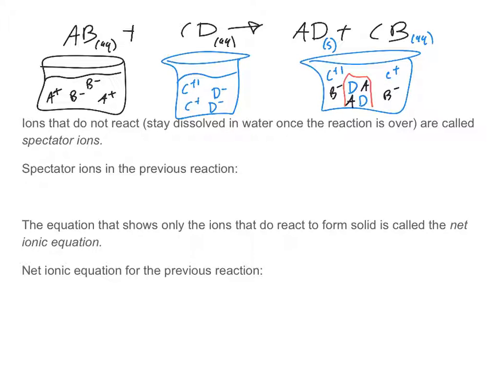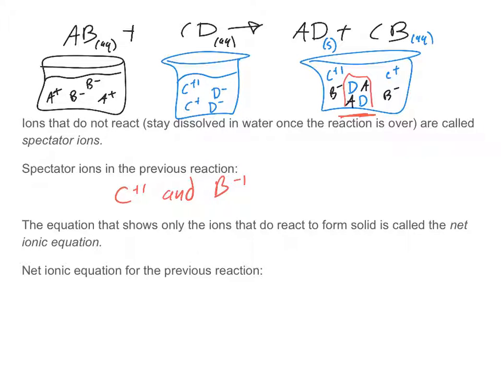The ions that don't form the solid are what we call spectator ions. They don't actually make the reaction occur. So in this particular reaction, I would say that my spectator ions are the C ion and the B ion, okay? Now the equation that actually shows what happens is called the net ionic equation. The net ionic equation gets rid of the spectator ions and it only writes the equation for the thing that forms a solid in this case.